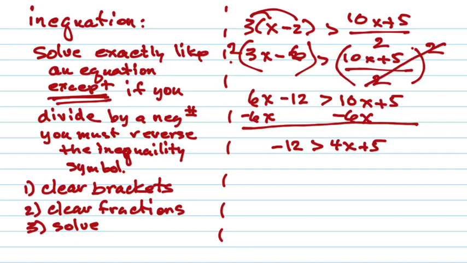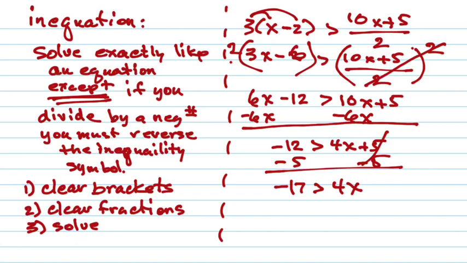My numbers need to go where? On the opposite side. So if my x's are over here on the right, then my numbers need to all go over here to the left. Remember, you can always tell which way to go by looking at your variables. You get negative 17 is greater than 4x, because the 5s will subtract away.